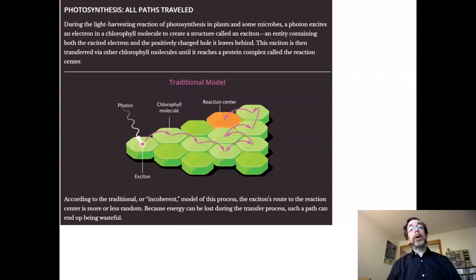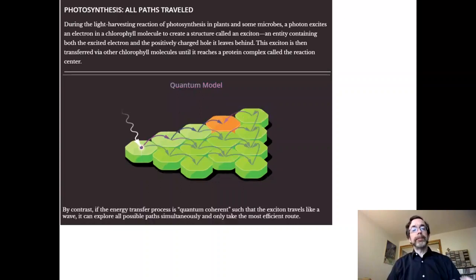And the reason why it works is because, in a sense, the electron takes all possible paths. The traditional model is that the electron would hop around, but this would result in a lot of wasted motion. In the quantum model, see right here, the electron is taking all possible paths, but because of the nature of quantum mechanics, it's able to sample all those paths, and the one that persists is actually going to be the shortest path. You see right here, it's the shortest path, 1, 2, 3 spots to get from where the photon comes in on the left to the orange reaction center on the right.